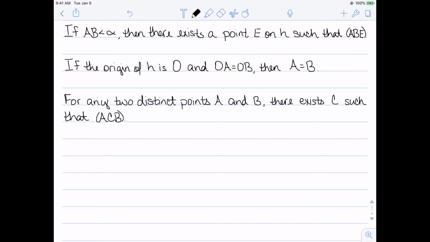My next one, for any two distinct points A and B, there is a point C such that ACB. So if I have any two distinct points on a ray, there's always a point in between them. I can always find a point between A and B. And once again, I encourage you to try to prove that these three properties are true. I'm not going to go in and verify them myself, but once again, like I said, I really encourage you to try to go in and prove each one of these.